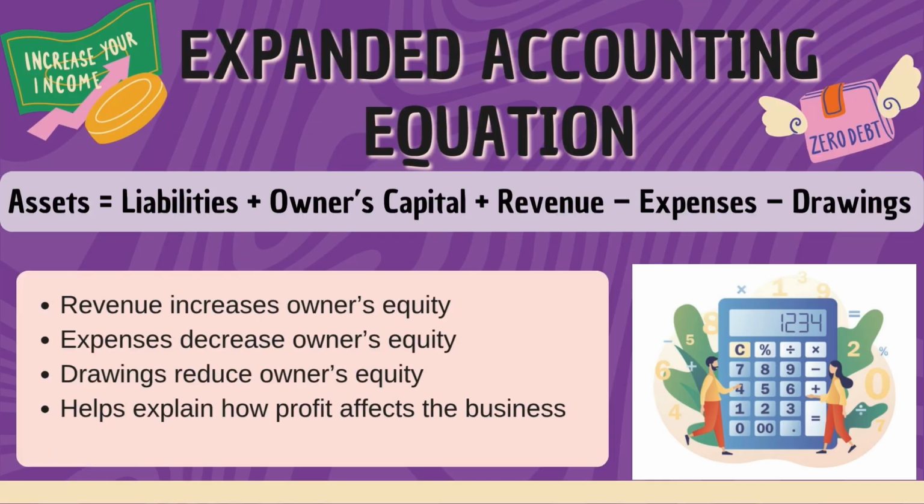There is also something called the expanded equation. Simply, it breaks down the equity components. Revenue increases equity, expenses decrease equity, and drawings also decrease equity. This helps us understand how profit affects the business.